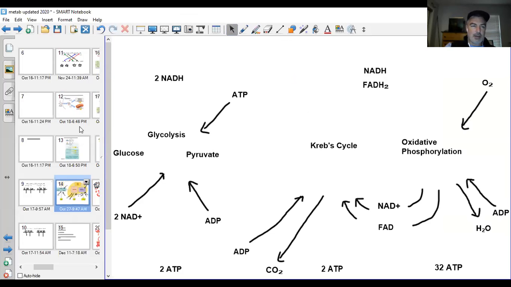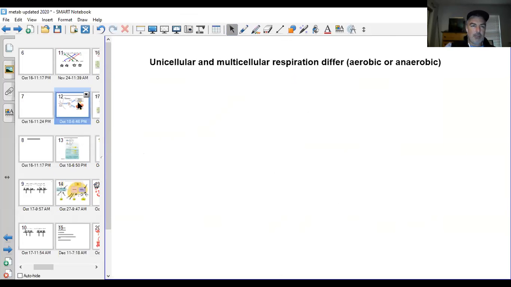Glycolysis does not take place there. Let's see if that one shows up. None of my images are showing up on this document. It's all right. We don't really have to have them. Can somebody help him out?